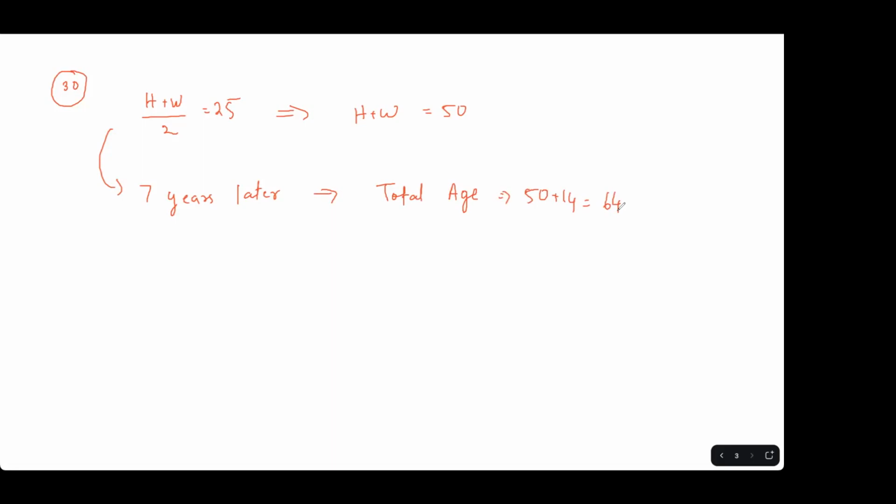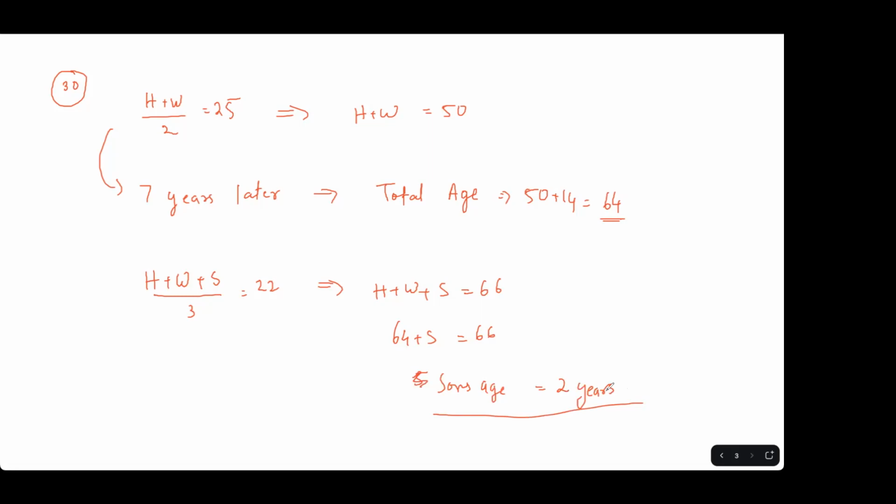The average age of husband, wife and their son who was born during the interval is 22 years. अभी husband plus wife plus son divided by 3 is equal to 22. So husband plus wife plus son is equal to 66. Husband plus wife is 64, plus son is equal to 66. So son's age is 2. Understood everyone? Yes, sir.